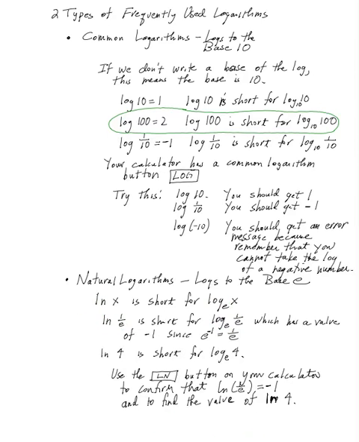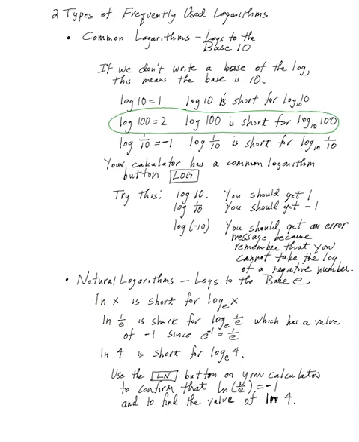Okay, so try this on your calculator. Log 10. You should get 1 because 10 to the first is 10. Log 1/10. You should get -1 because 10 to the -1 is 1/10. Log -10. Try that on your calculator. You should get an error message because remember, we can't take the logarithm of a negative number. There's just no exponent that goes on 10 to give you a -10.